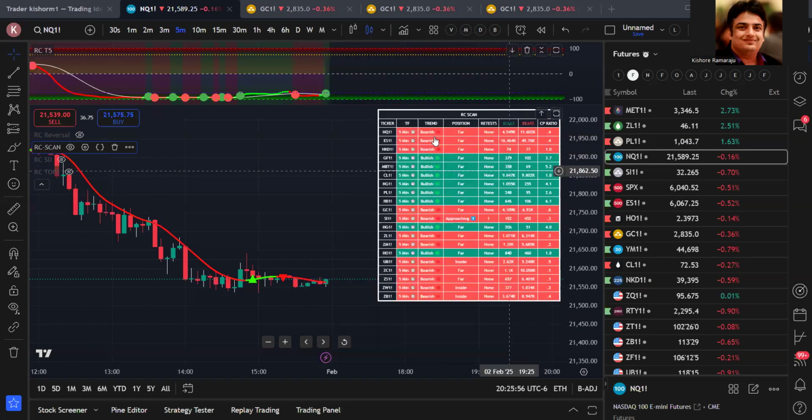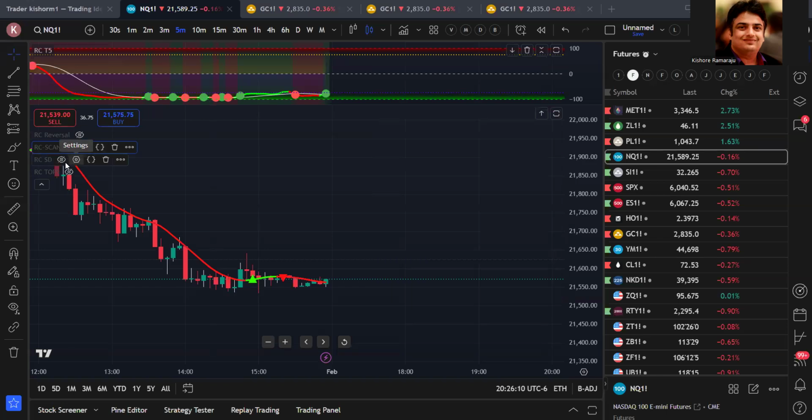That will help you to identify if something is very positive, like 6.1, 5.2, they are the best. If something is very, very down, like 0.1, 0.1, they are best for the short positions. I hope that is clear for everyone.